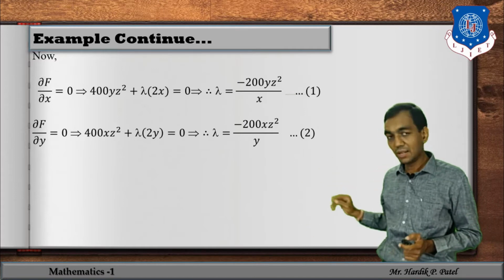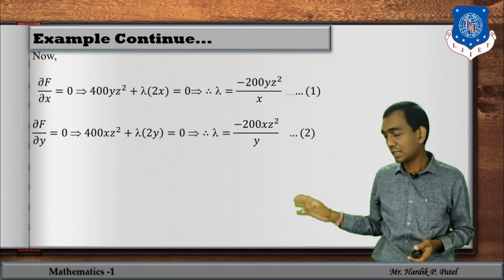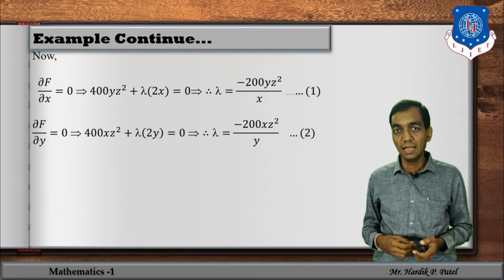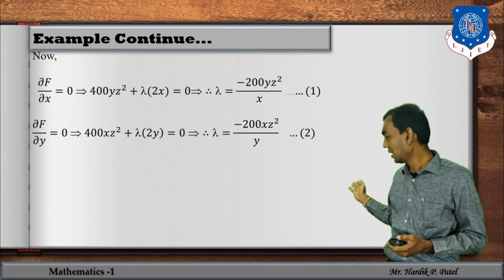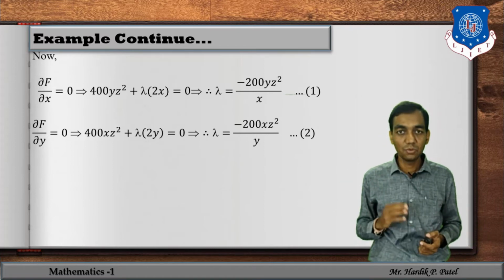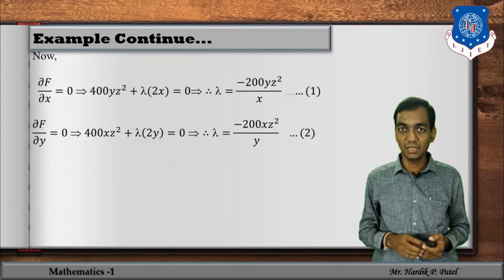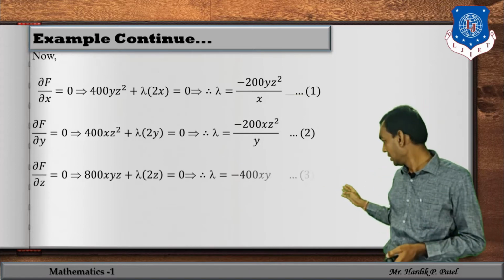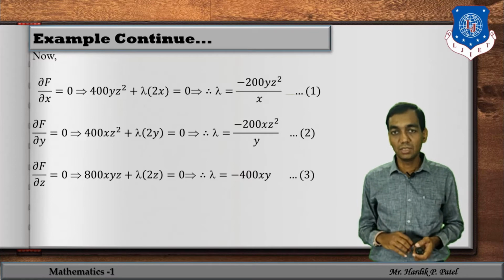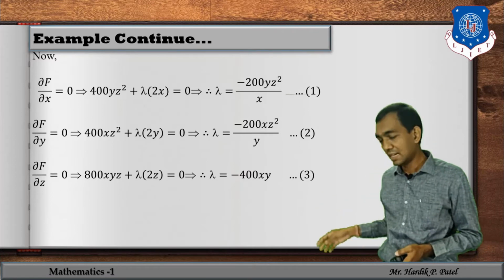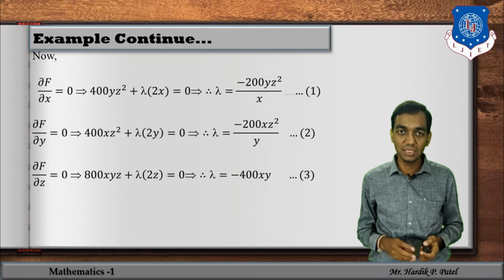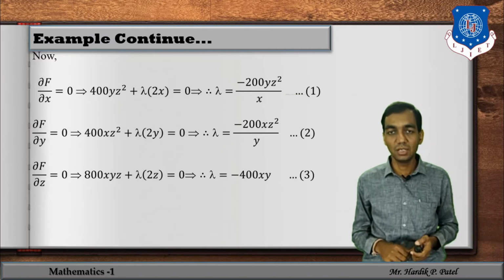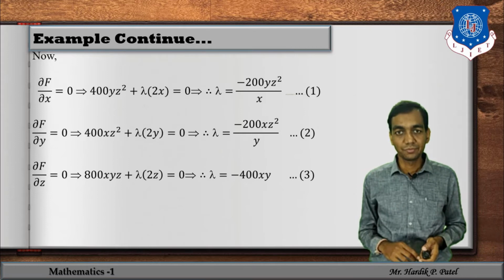Same method, del f by del y is 0. That will give you 400x square plus lambda into 2y is equal to 0. And if we find the value of lambda, that will give lambda is equal to minus 200x square divided by y. That is condition 2. Same method, del f by del z is equal to 0. That will give you 800xyz plus lambda into 2z is equal to 0. So that will give you lambda is equal to minus 400xy.